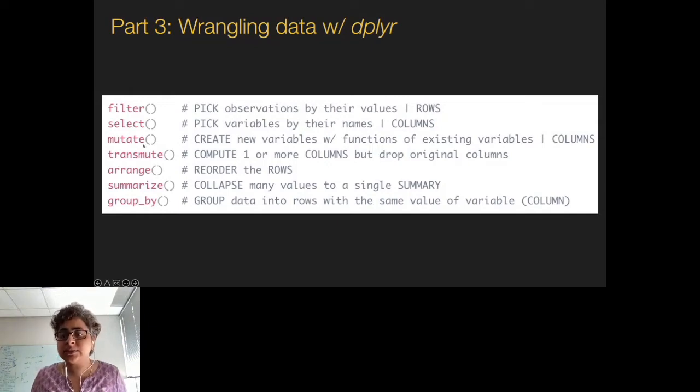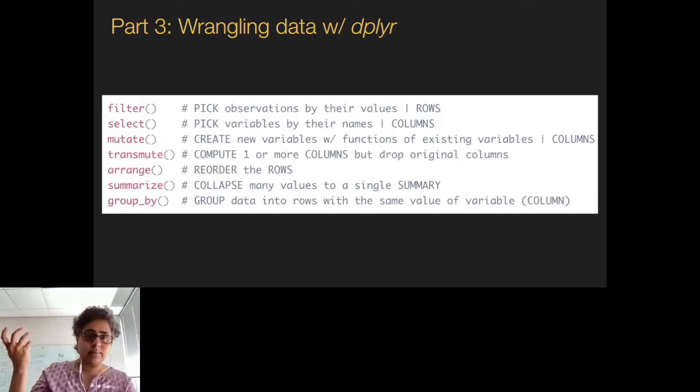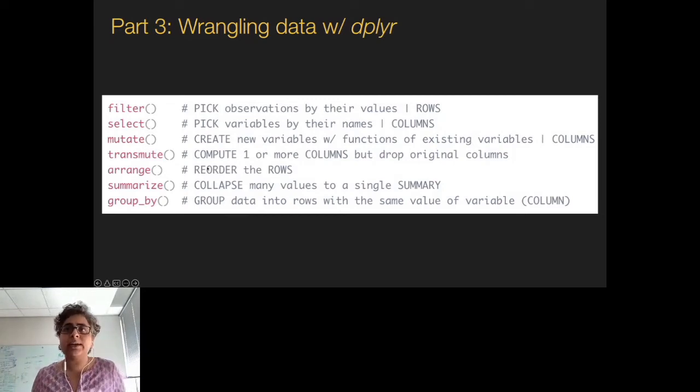Then there are 2 more functions, mutate and transmute. Mutate is very helpful in creating new variables based on existing variables. So if, for example, the simplest case you can think of is you have 2 different columns and you want to multiply or divide. You have some annual information and then you want to convert it to a monthly, right? So you can create a new variable based on existing variables. Transmute works like mutate, except it drops the original columns.